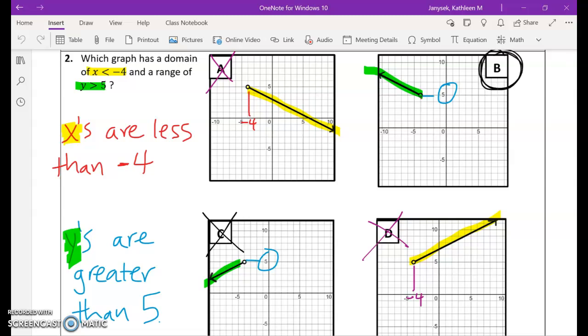So think about problems like this, and the best way to handle them is looking to see whether they go left or right. Numbers get smaller going left, they get bigger going right, and up and down.